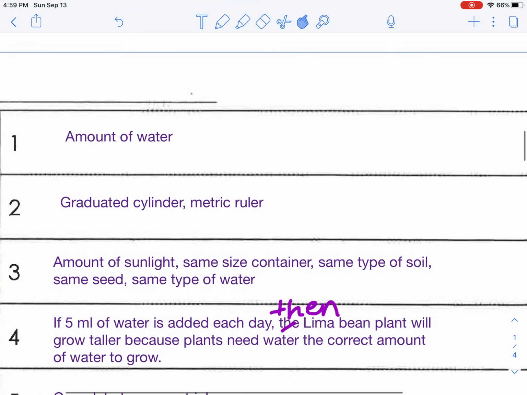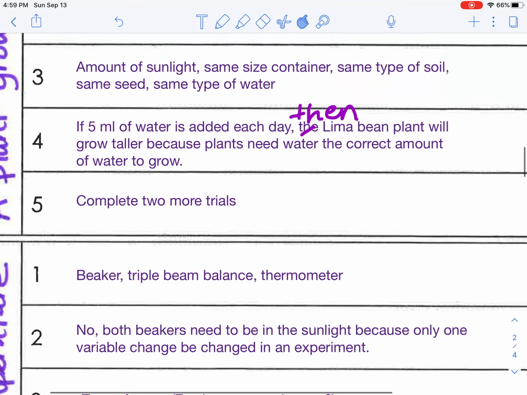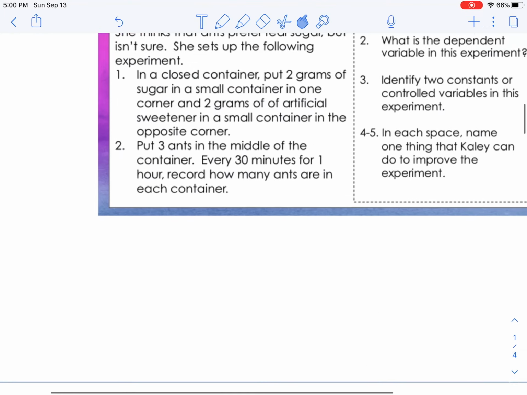So, no, both beakers need to be in the sunlight because only one variable can be changed in an experiment. What we're purposely changing in this case is that we've got one beaker that has just plain fresh water in it, and we have another beaker that has the same water but just salt added to it. So that's the variable. So we can't have it be one in the shade and one in the sun also, because that would be a second variable. Can't do that.